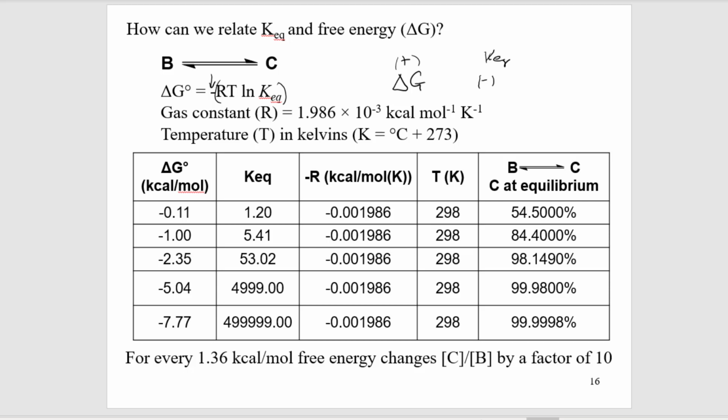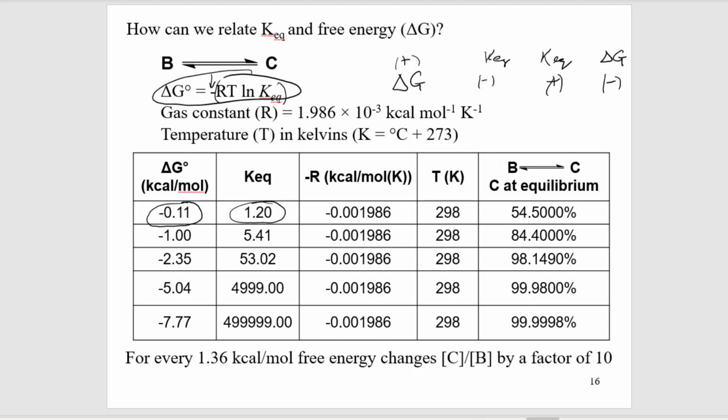And vice versa. If KEQ is positive, then delta G is negative because of the Gibbs free energy equation. You've got to remember that there is a relationship there. And because it's a natural log, take a look at what happens if you have a KEQ of 1.2, your delta G is going to be negative 0.11. Okay, it makes the positive and negative make sense.